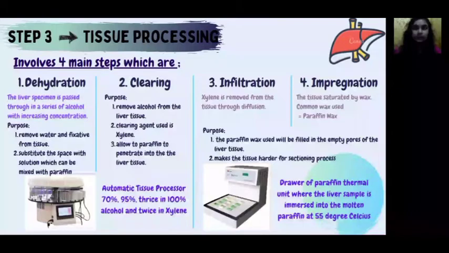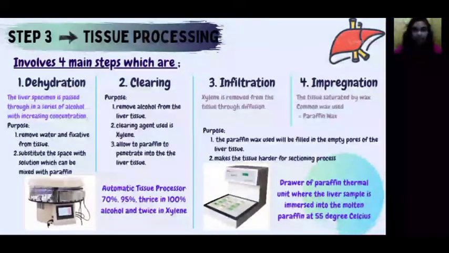Now let's look into step 3, which is tissue processing. There are 4 main steps in tissue processing, which are dehydration, clearing, infiltration, and impregnation. In dehydration, the liver specimen is passed through in a series of alcohol with a gradually increasing concentration. The purpose of dehydration is to remove water and fixative from the tissue.